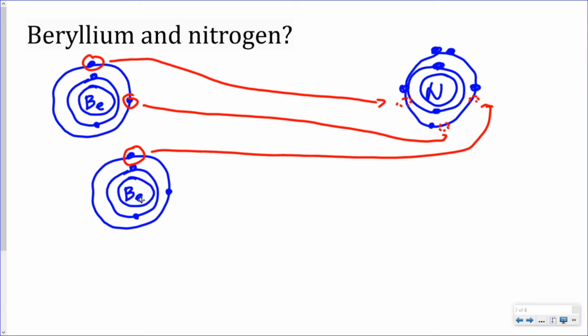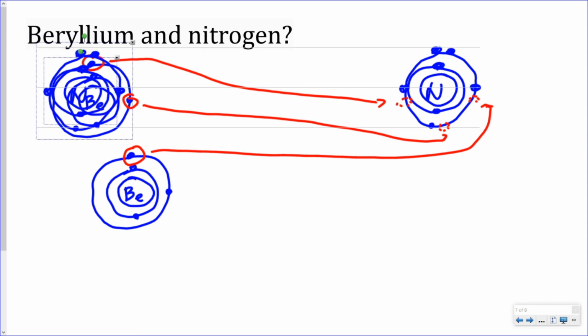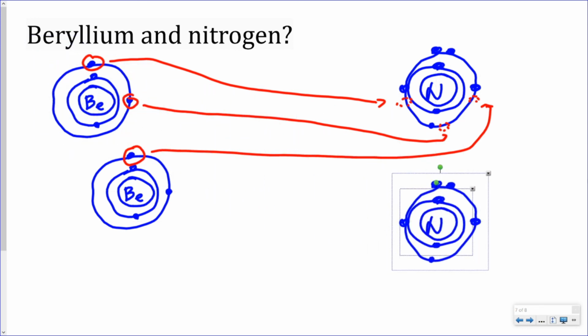The second beryllium we drew now has another electron to give away. So what's it going to do? It's going to give it away to another nitrogen. So let's keep going. So we give this one away. Whoops, that's supposed to be on there. So we're good, right? Beryllium's both stable, good. Nitrogen stable, oh crap. This nitrogen still is not stable.